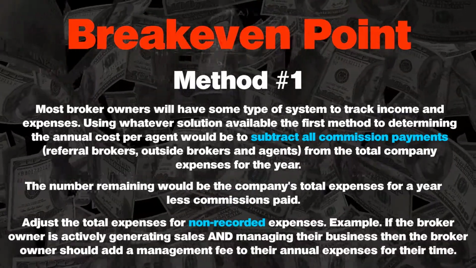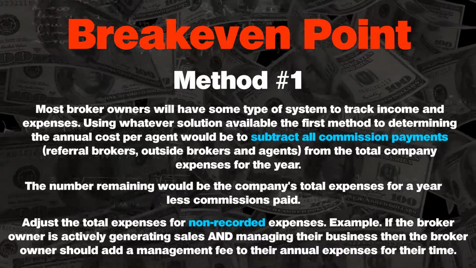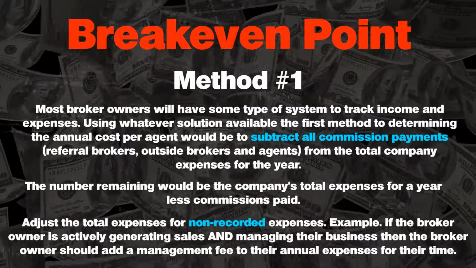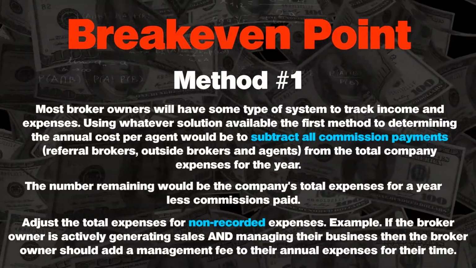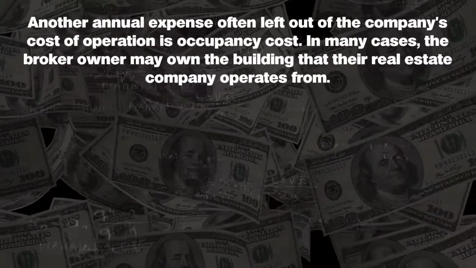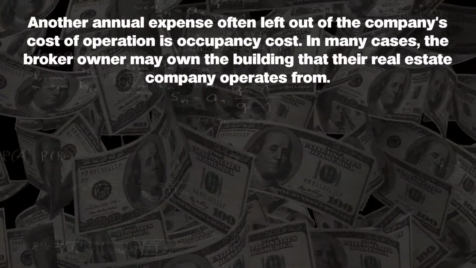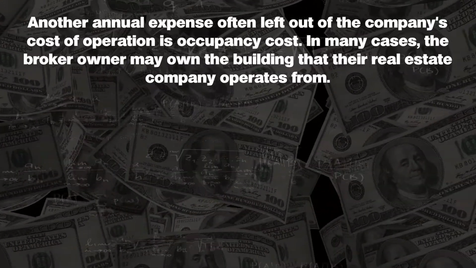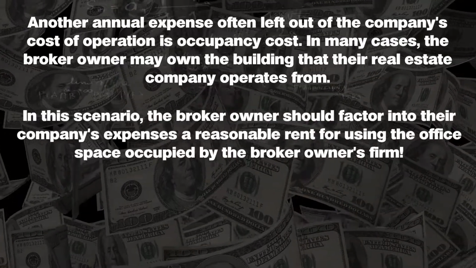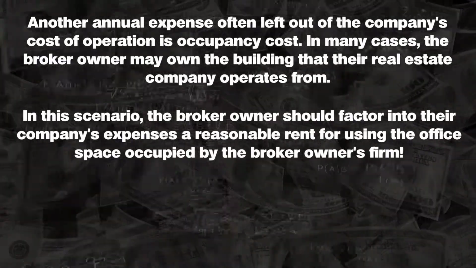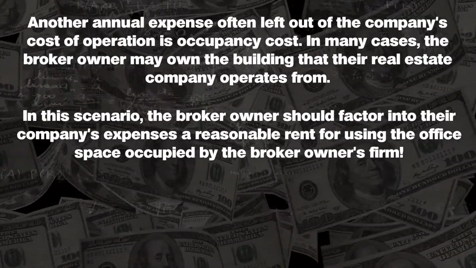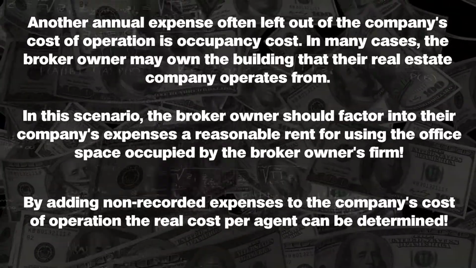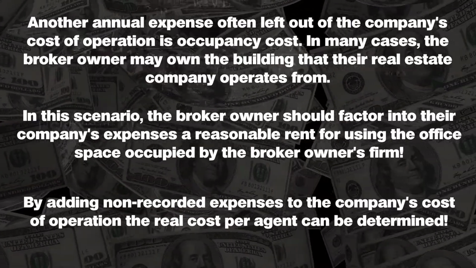Adjust the total expenses for non-recorded expenses. Example, if the broker owner is actively generating sales and managing their business, then the broker owner should add a management fee to their annual expenses for their time. Another annual expense often left out of the company's cost of operations: occupancy cost. In many cases, the broker owner may own the building that the real estate company operates from. In this scenario, the broker owner should factor into their company's expenses a reasonable rent for using the office space occupied by the broker owner's firm. By adding non-recorded expenses to the company's cost of operation, the real cost per agent can be determined.